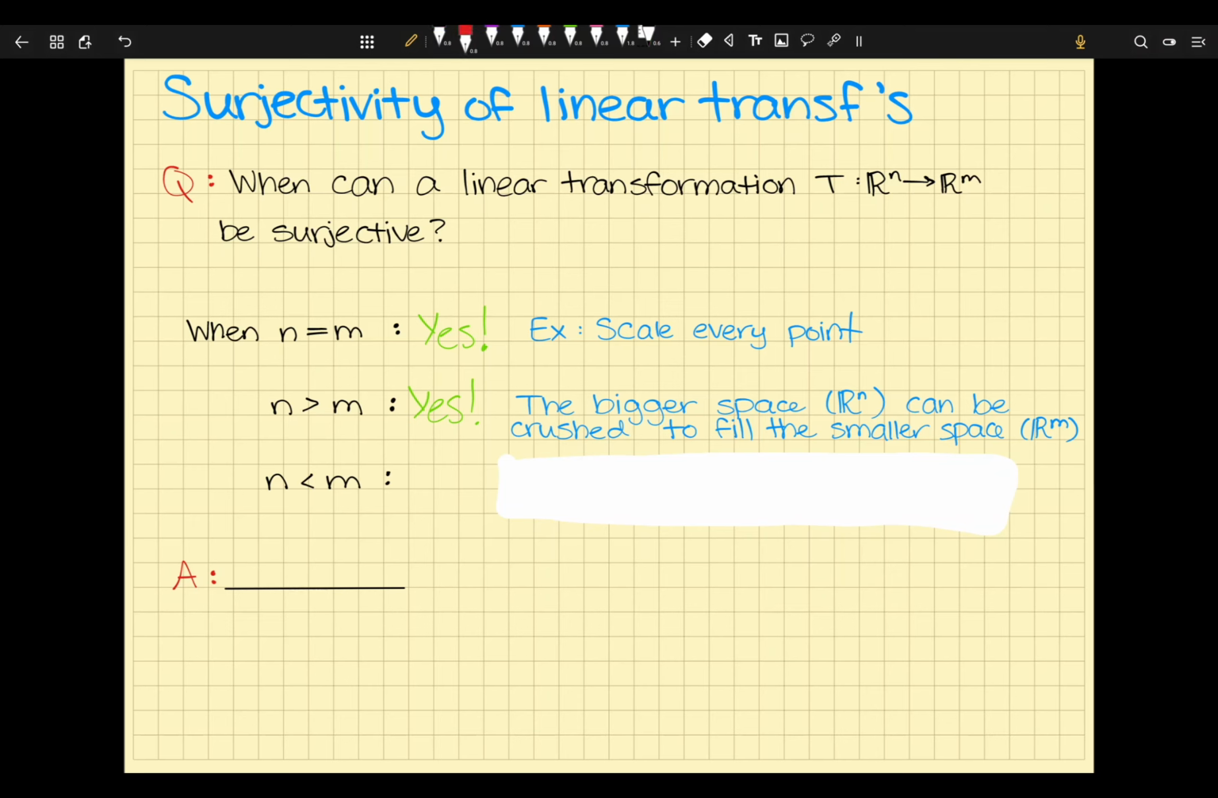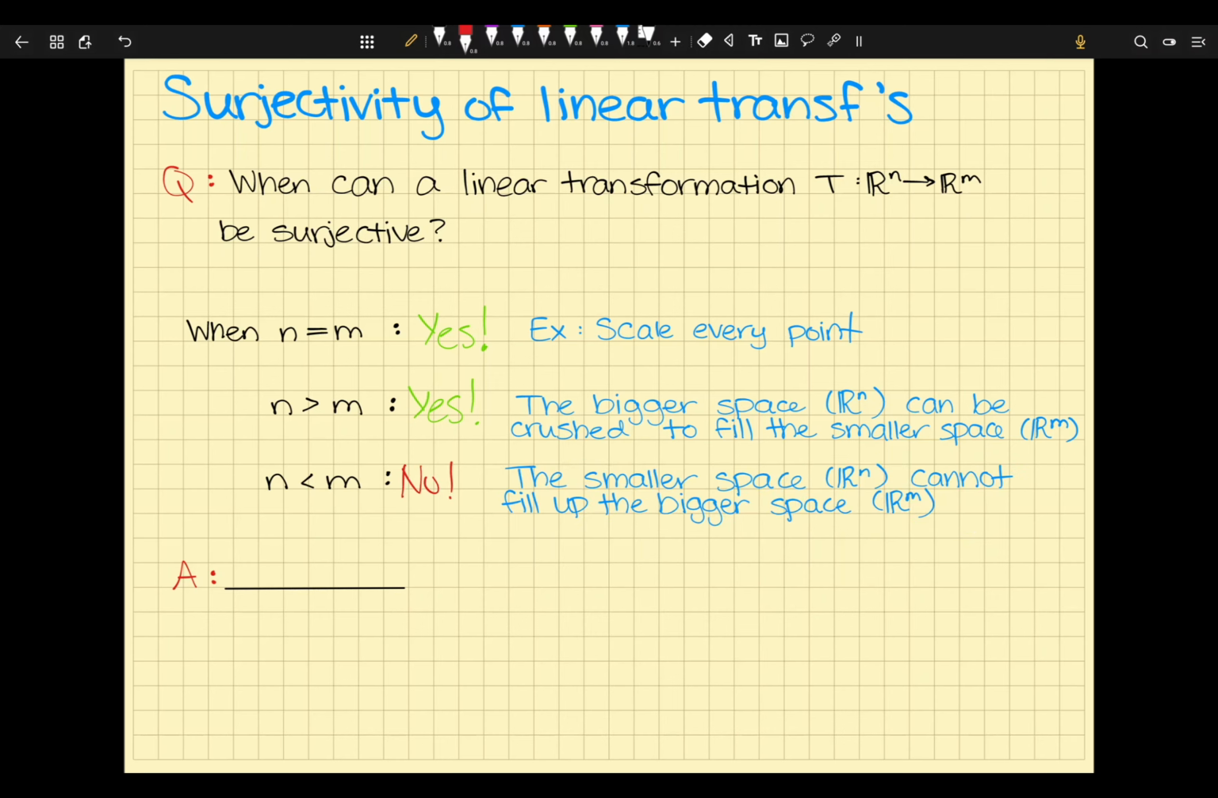And then if n is less than m, then the answer is no. And the way I think about this is that we are now mapping some smaller space, Rn, into some bigger space, Rm. And so our smaller space fails to fill up our bigger space. There's some wiggle room there. So it could not be surjective. Meaning our answer is that a linear transformation T from Rn to Rm is surjective, or could be surjective, when n is greater than or equal to m.